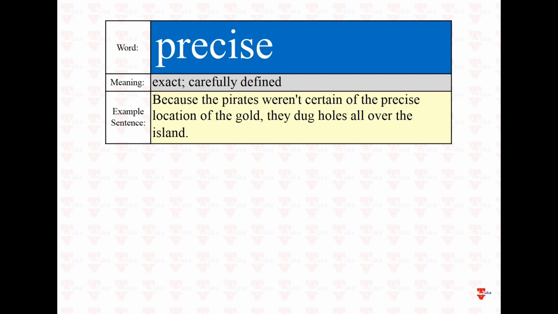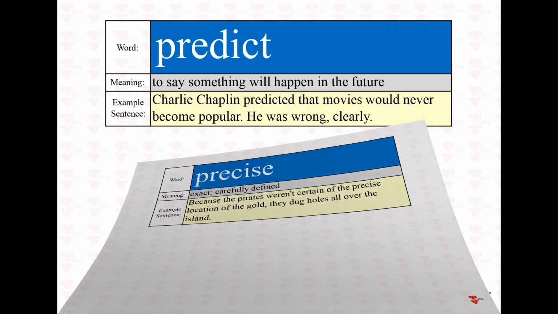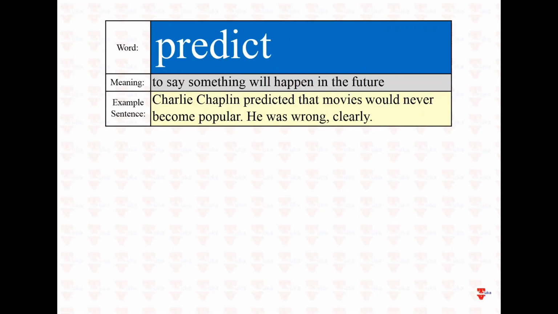Precise. Exact, carefully defined. Because the pirates weren't certain of the precise location of the gold, they dug holes all over the island. Predict. To say something will happen in the future. Charlie Chaplin predicted that movies would never become popular. He was wrong, clearly.